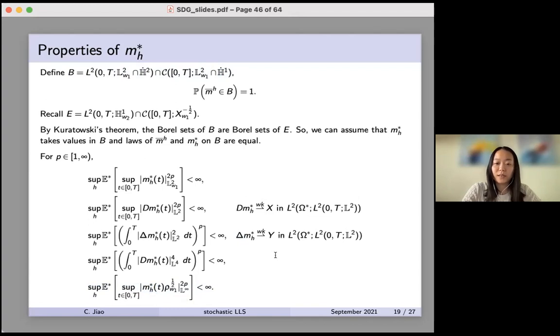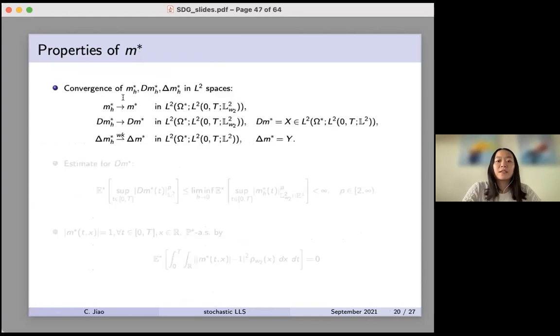Now, with the pointwise convergence from Skorokhod's theorem and from all these uniform integrability conditions, we have strong convergence of MH star to M star in this L2 weighted space, and of the gradients immediately. Note that by uniqueness of weak limits, dm star is actually taking values in this L2 space. By the definition of weak derivatives, we have weak convergence of the Laplacian. And the Laplacian, by the uniqueness of weak limits, is equal to the y in the previous slide.